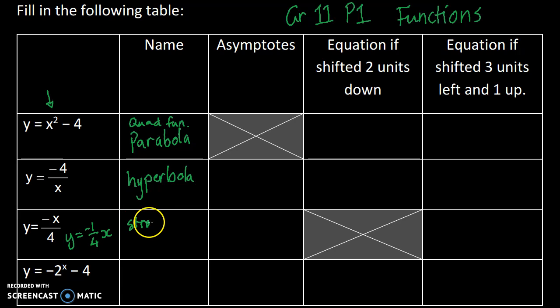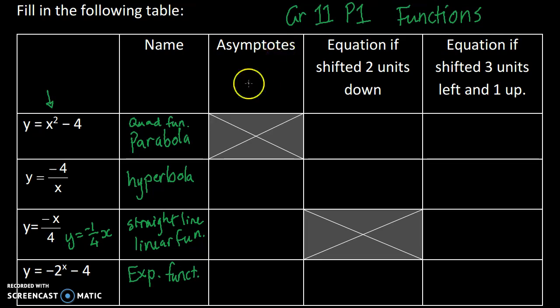We can write straight line, or we could write linear function. So either or. The last one, x is in the exponent position, which makes it very, very easy to name. It's an exponential function. X in the exponent makes it so much easier to remember that.